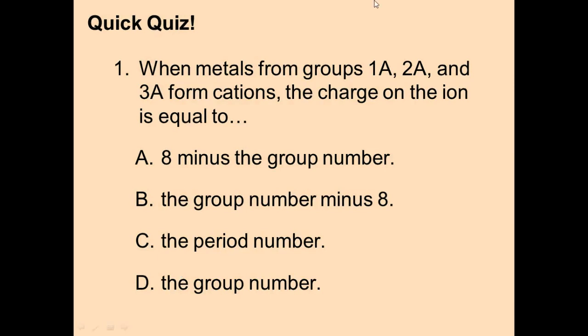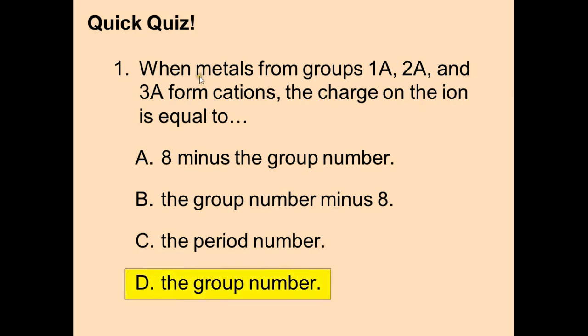So when metals from group 1, 2, and 3A form cations, the charge on the ion is equal to A, 8 minus the group number, B, the group number minus 8, C, the period number, or D, the group number. When you're finding the charges of cations, which are positive, we just look at the group number, 1A, 2A, and 3A, and that is the charge. You can just know this from experience. And so the answer is D, the group number.